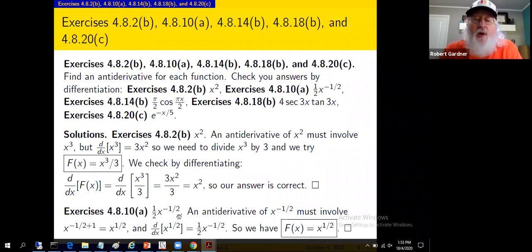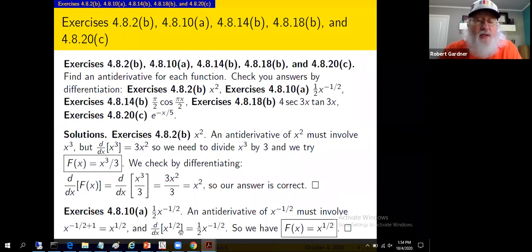1/2 x to the negative 1/2, okay, same stuff. I would expect to add 1 to the exponent? If we add 1 to the exponent in x to the negative 1/2, that'd give us x to the positive 1/2. Okay, let's differentiate that because I'm worried about this 1/2 out front. If you differentiate x to the 1/2, you get 1/2 x to the subtract 1, negative 1/2. That's why we added 1 over here. To undo that, we're going backwards. Oh, and that's exactly what they wanted us to anti-differentiate.